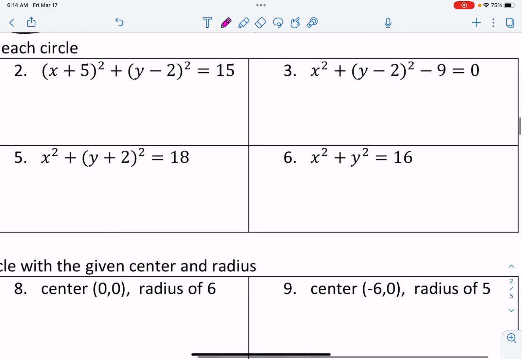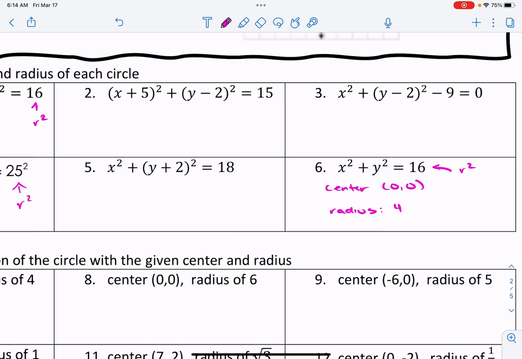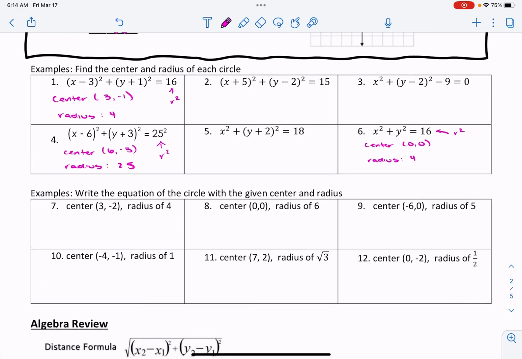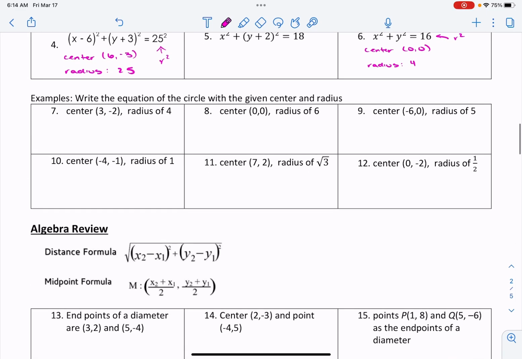Let's look at number 6 here. Notice that the center here, there is no h or k, so it's at 0, 0, and the radius is 4, because remember, this is r squared, so we're going to take the square root. Now that we know how to identify the center and the radius, we can write equations of circles.